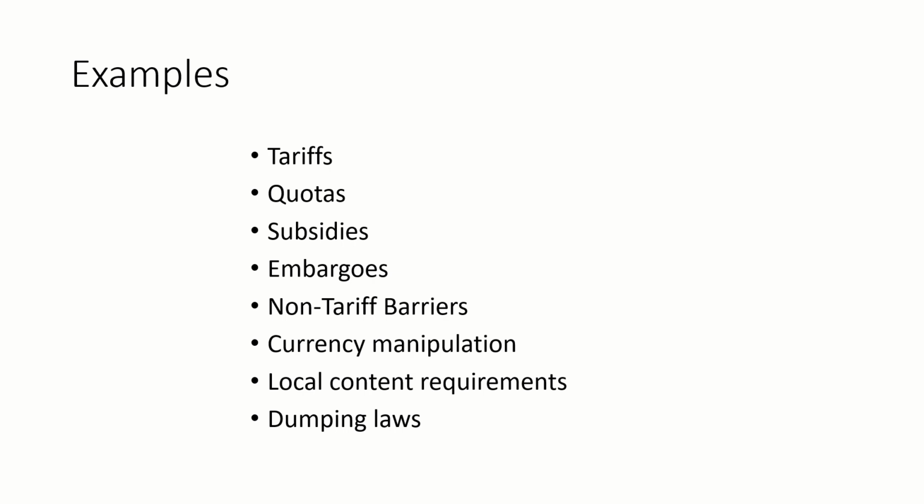Quotas. Limits on the quantity of a specific good that can be imported into a country. Subsidies. Financial assistance provided by the government to domestic industries, making it easier for them to compete with foreign companies. Embargoes. Prohibitions on trade with specific countries or on specific goods.